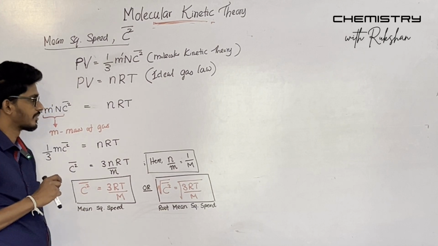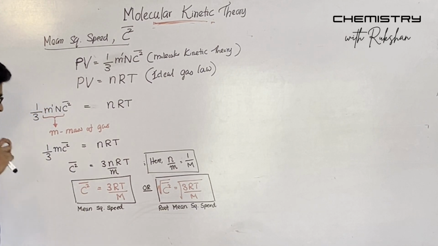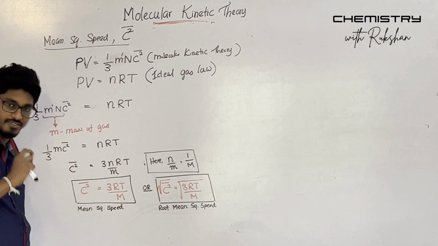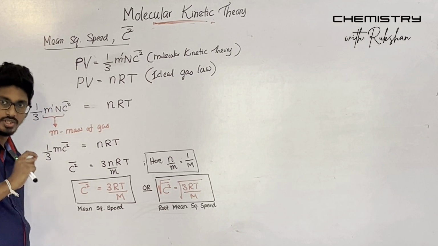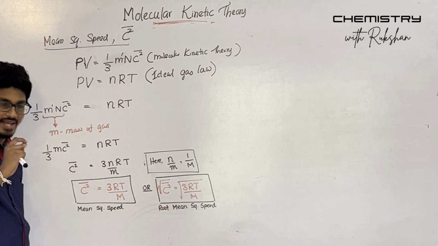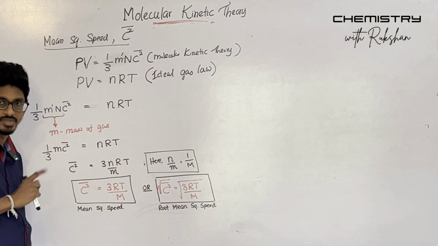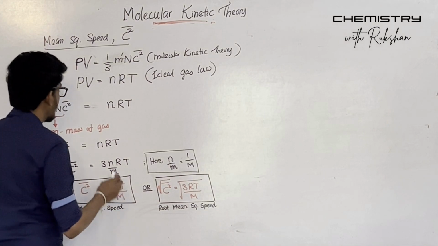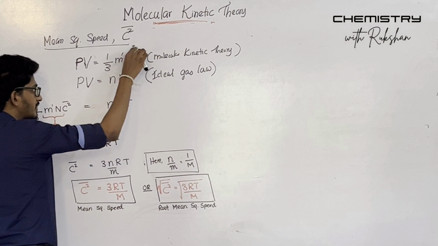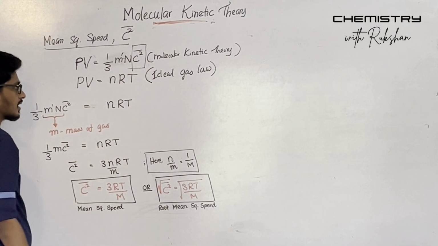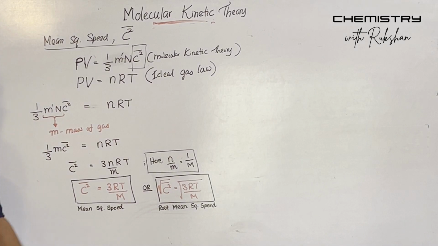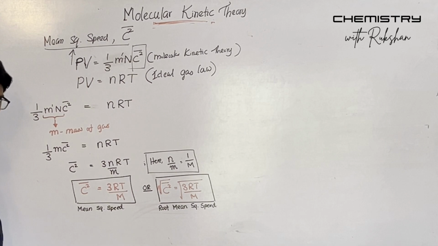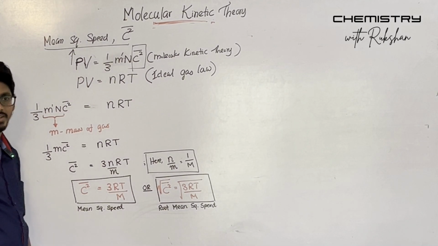And keep in mind that c squared bar is not affected by the pressure or the volume. One may think that since c squared bar appears in this equation, increasing the pressure will increase c squared bar, but that is not the case.